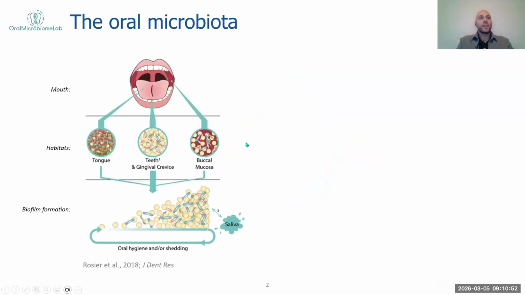Okay, so a short introduction to the oral microbiota. These are all microorganisms that reside inside the oral cavity, and they can be found on all oral surfaces, such as the tongue, the teeth, the gingival crevice, and the inside of the cheeks, where they form biofilms, these structured communities. The main inhabitants are bacteria, but there are also fungi, protozoa, and archaea.